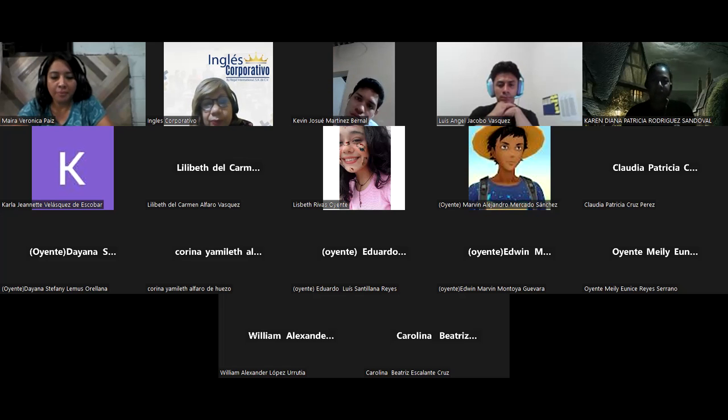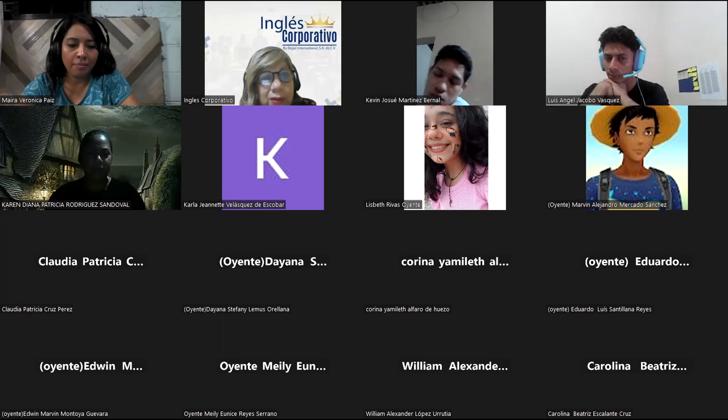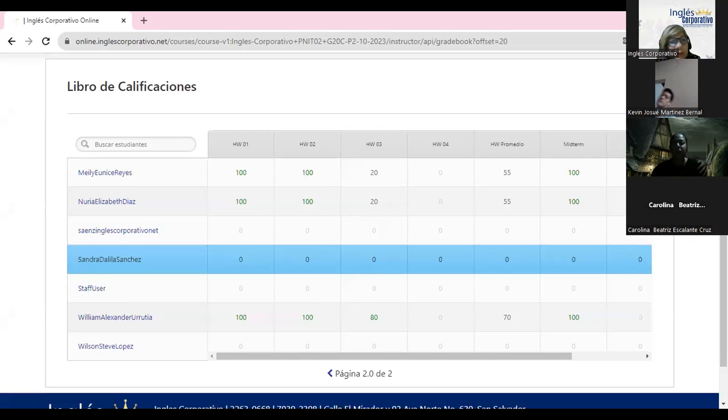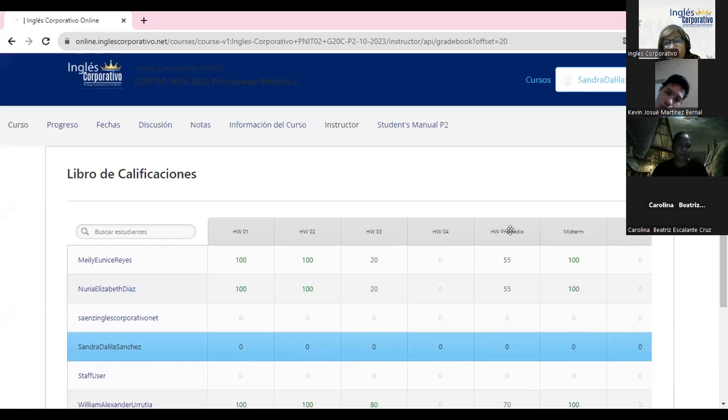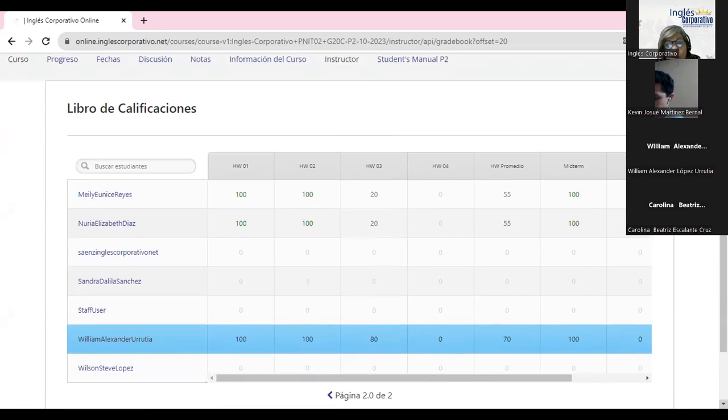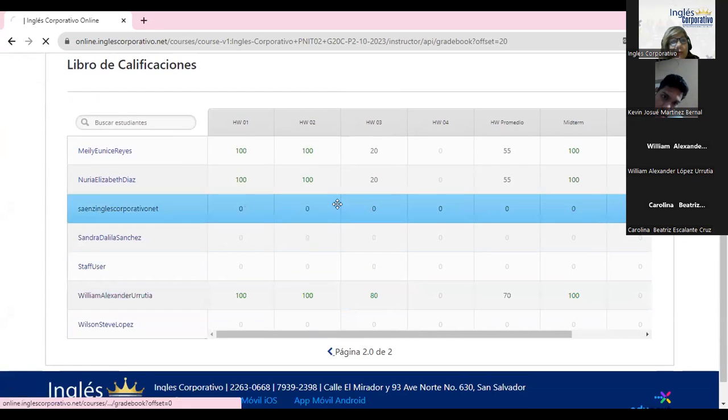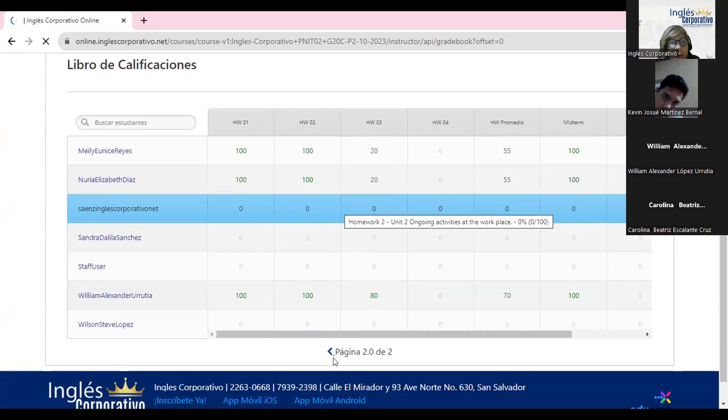Perdón, ¿puedo volver a ponerlo? Quería ver mi puntuación, por favor. Carolina, usted es la primera, ¿va? Creo que sí. Permítame. Como es de dos páginas, está en la otra. Ah, ya.